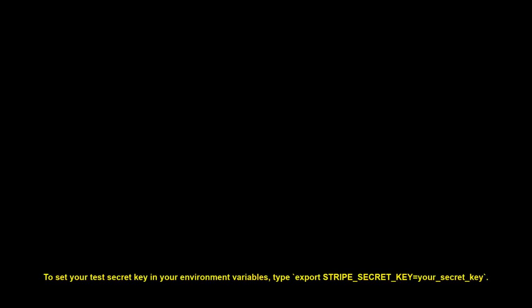Now, return to your terminal. To set your test secret key in your environment variables, type export STRIPE_SECRET_KEY equals YOUR_SECRET_KEY. Replace YOUR_SECRET_KEY with the key you just copied.